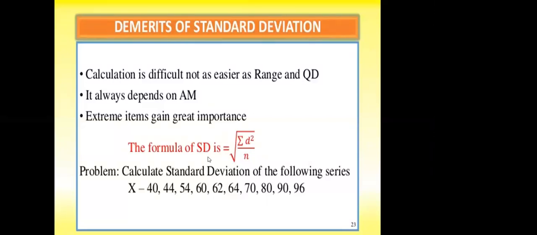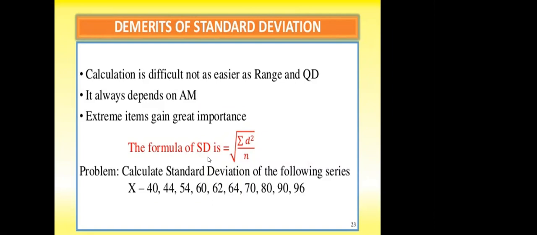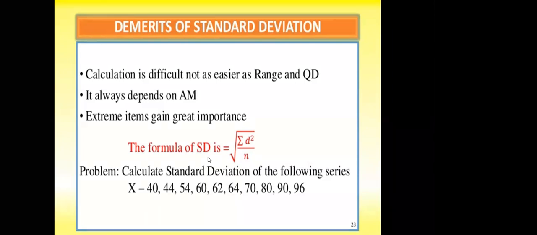As compared to the quartile deviation and range, it is difficult to understand and difficult to calculate. It gives more importance to extreme observations. It always depends upon the arithmetic mean, AM. Extreme items gain great importance. Since it depends upon the unit of measure of the observations, it cannot be used to compare the dispersion of distributions expressed in different units. So, these are the merits and demerits of the standard deviation.